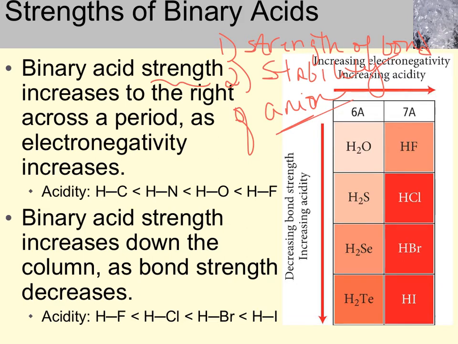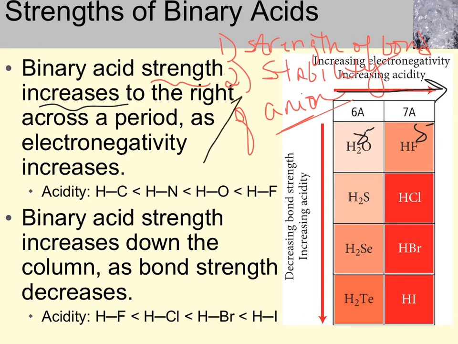the right across the periodic table, we know that electronegativity increases, right? Well, it also turns out that acid strength increases going from left to right. And that's because electronegativity of the atoms that hydrogen would be attached to is also increasing.